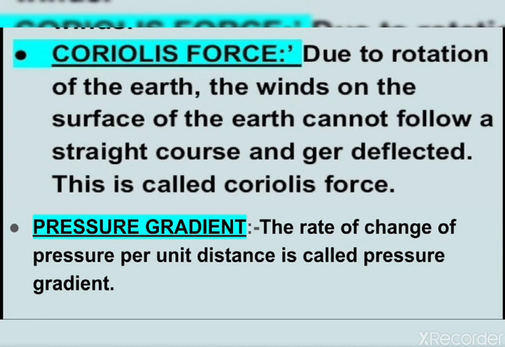At the equator there is no deflection. The amount of deflection increases towards the pole. Ferrel's law explains the effect of Coriolis force on the winds.